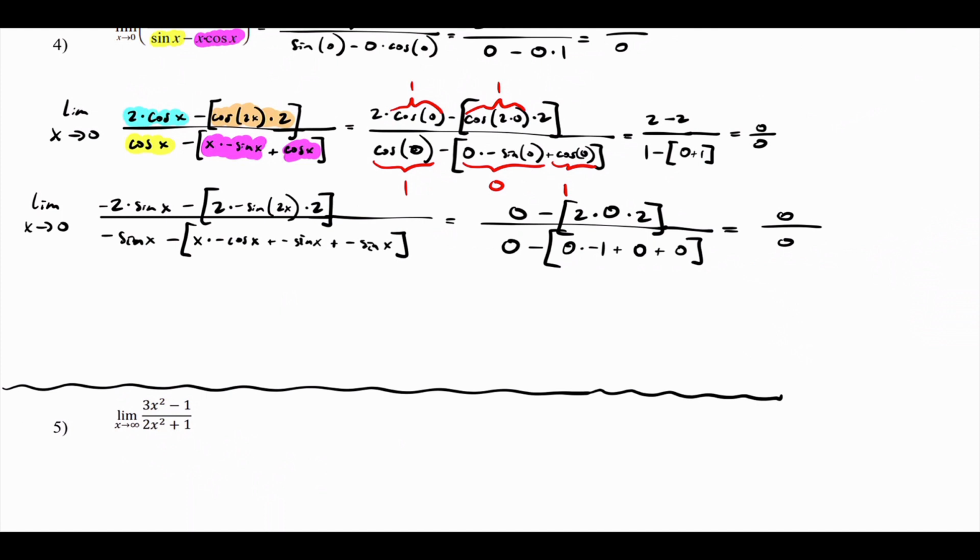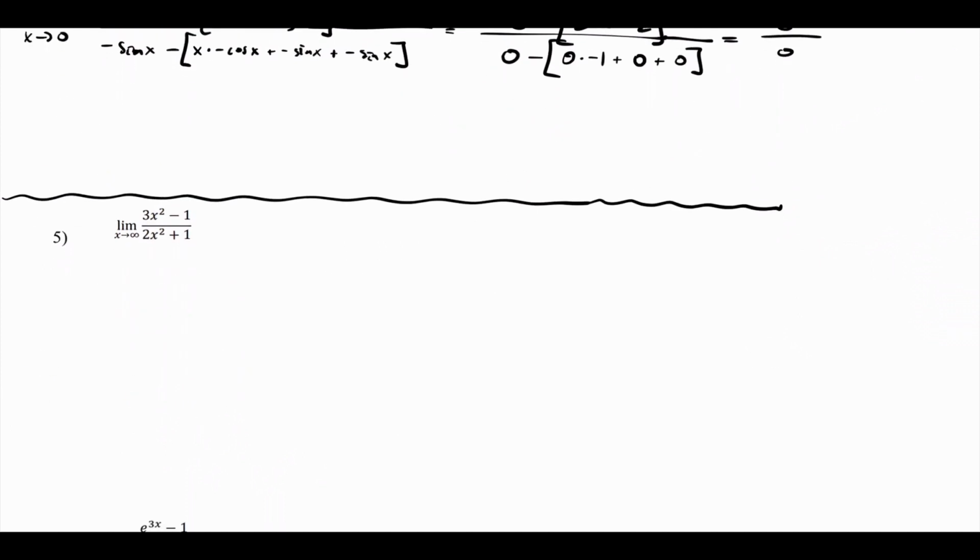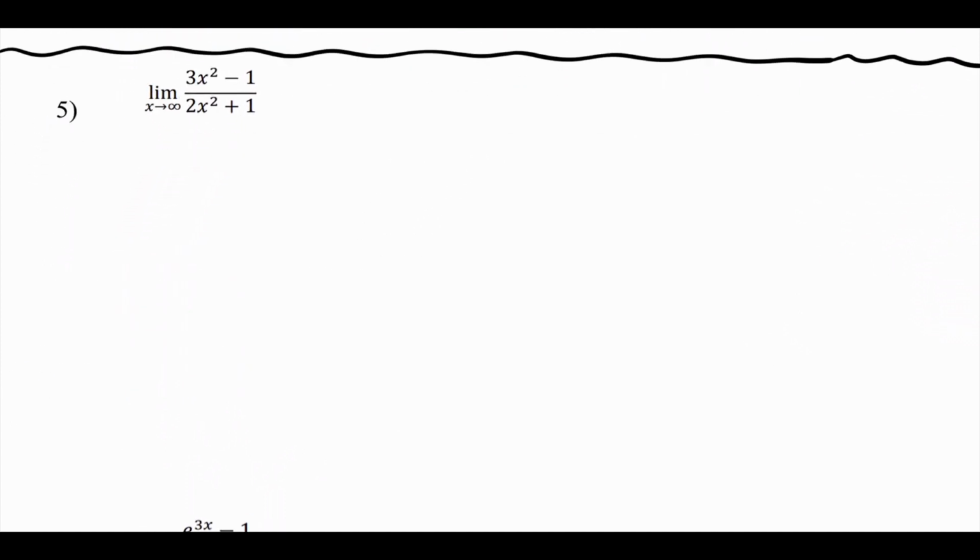The derivative of sine is cosine. The derivative of cosine, negative sine. But yeah, you would keep going. Okay? But I want to get to number 5, so I'm not going to worry about that. Okay, so number 5.